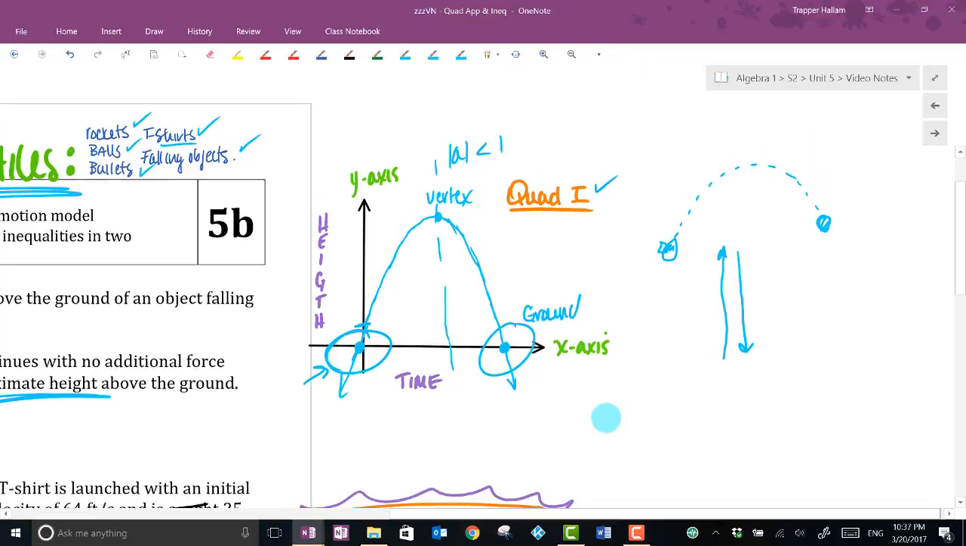Why do I bring that up? Because most of reality exists in quadrant 1. Only in special cases that we identify or make sense of does anything matter with negative height or negative time. Maybe you're standing on a building and it falls past the building's top, and that's where you launched it from. That might have a negative height. Negative time is rarely going to have any application for what we're doing.